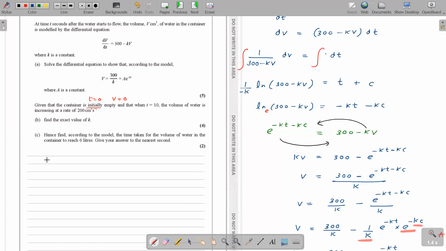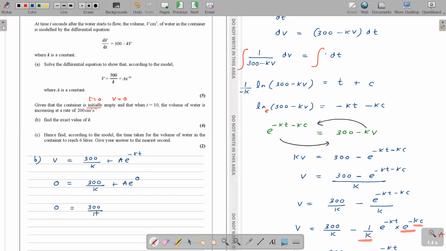Okay, first things first, let's take the equation, replace t with 0 and v with 0, and get what we can find. So for part B, v equals 300 over k plus a e to the power minus kt. Replacing t with 0 and v with 0, what do we get? 0 equals 300 over k plus a times e to the power minus k into 0. That's 0, right? Are you all with me? So what do we get here?